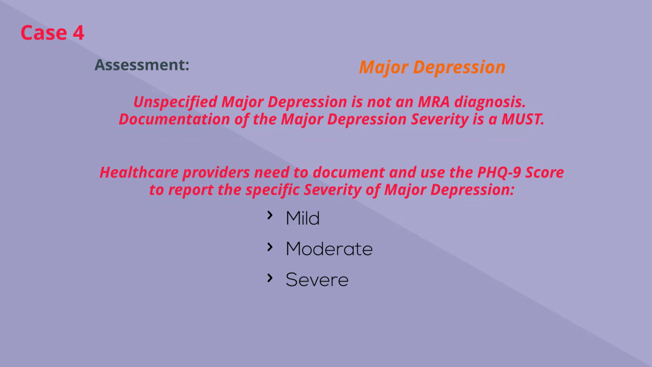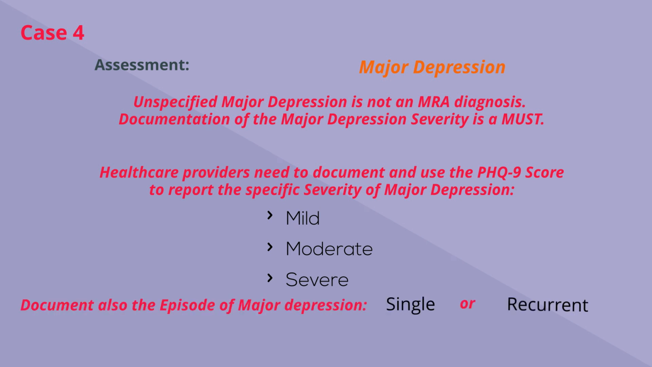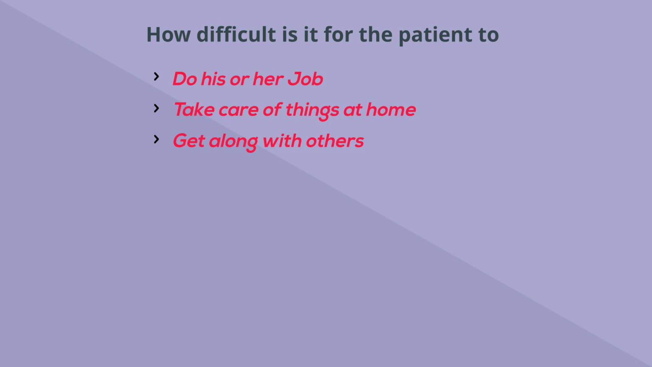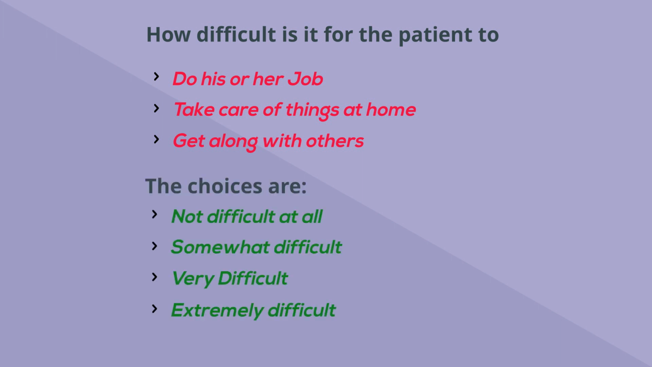He needs to document also the episode of major depression as single if it was the first time, recurrent if this has happened before. Besides the severity and the episode, the healthcare provider must also document how difficult the depressive symptoms make it for the patients to do their job, take care of things at home, or get along with others. The different options are not difficult at all, somewhat difficult, very difficult, or extremely difficult. If the patient checks the not difficult at all box, there is no support for major depression.